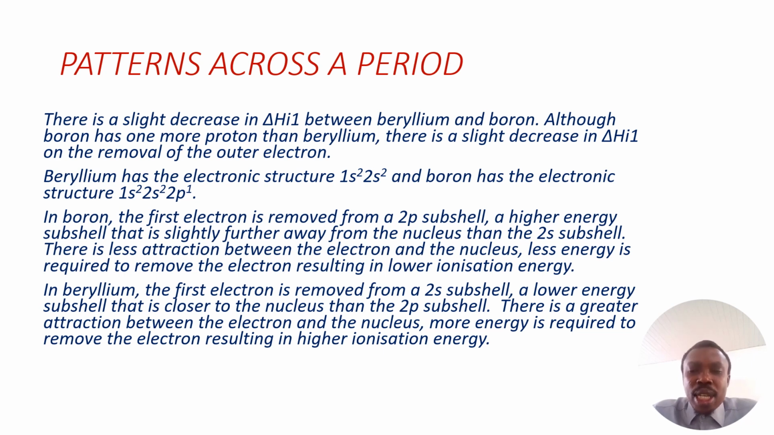The reason for the drop is that in boron, the first electron is removed from the 2p subshell, which is a higher energy subshell, farther away from the nucleus. So it's easy to remove an electron from a higher energy subshell. But in beryllium, the first electron is removed from a 2s subshell, a lower energy subshell closer to the nucleus. So it's difficult to remove an electron from a subshell that is closer to the nucleus. So the ionization energy of beryllium is higher than that of boron. Please take note of this exception because it's very, very important.